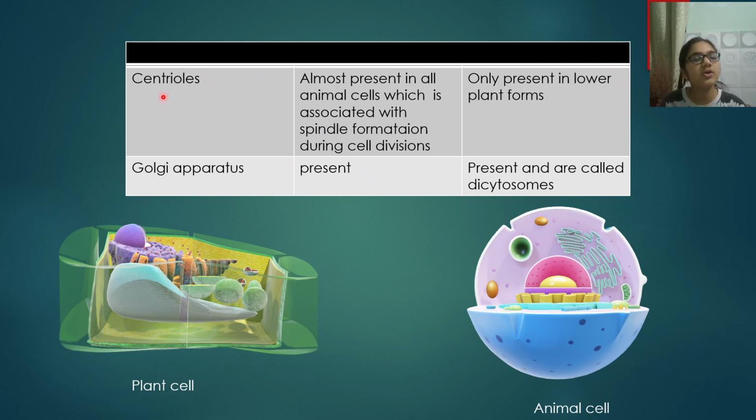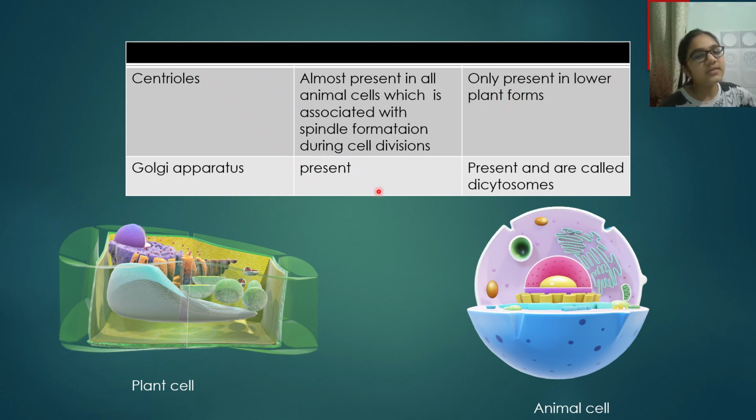Now centrioles almost present in all the animal cells, which is associated with spindle formation during cell division. These centrioles we will see in the cell division, okay. So it is present in the animal cell, associated with the spindle formation during the cell division. Only present in lower plant forms.